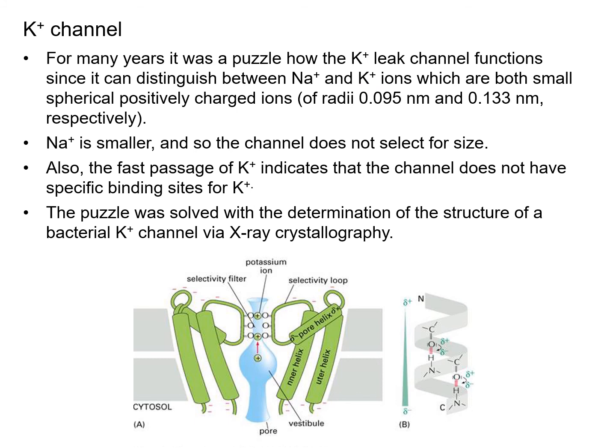But besides, the sodium ion is even smaller, so if it were just a channel that passes through all the ions, then sodium, which is a smaller ion, should pass through pretty easily. But that's not the case, so that means the channel does not select for size. And also, there's a fast passage for the potassium ions, which indicates that the channel does not have specific binding sites for potassium ion either. Finally, the puzzle was solved with the determination of the structure of a bacterial potassium channel via X-ray crystallography.